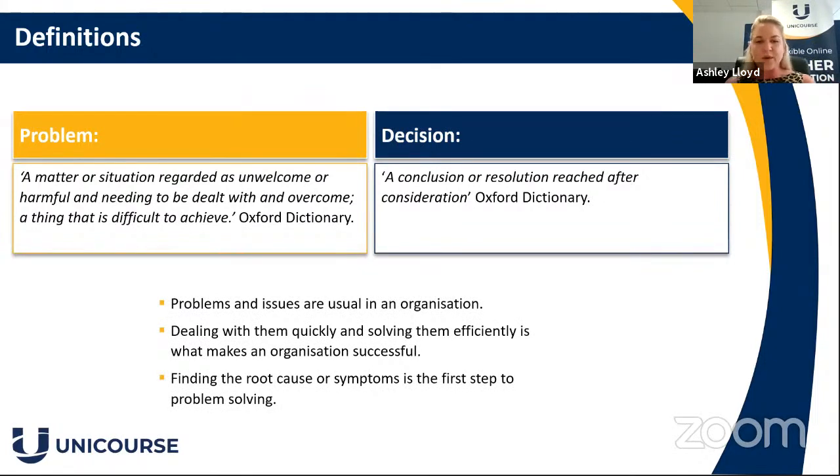organisation. So problems and issues are usual, and that's what we've got to think about as a manager, line manager, supervisor, or a CEO. You've got to consider that it is usual for an organisation to have problems. It's how we use those problems to improve, to adapt, and to change. Now, finding the root cause or the symptoms is the first step.